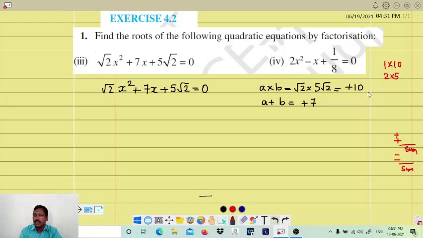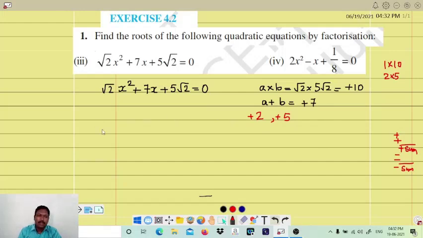So 5 and 2 you can consider. So the numbers are 2 and 5. And here the product is positive, the sum also positive. That means both numbers will be positive. So positive 2 and positive 5, because positive plus positive is positive. Negative plus negative is negative, but here the sum is positive, not negative. So you can take positive 2 and positive 5.